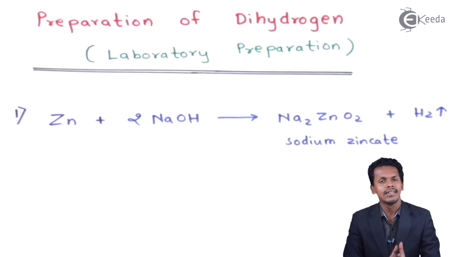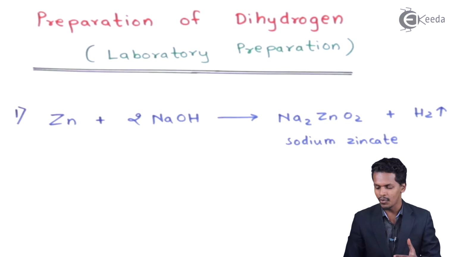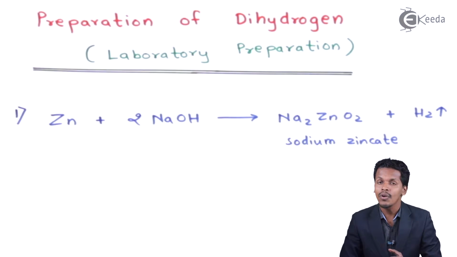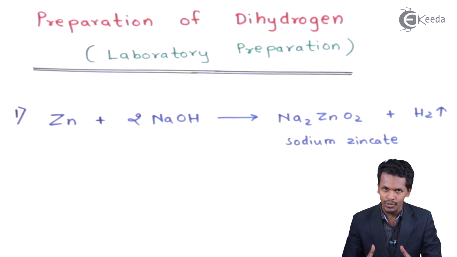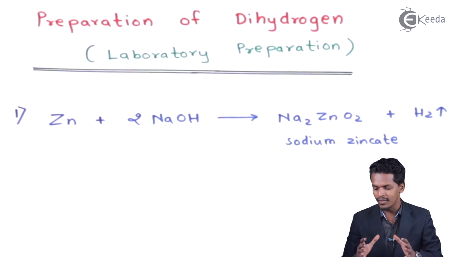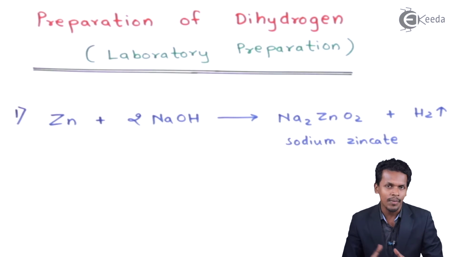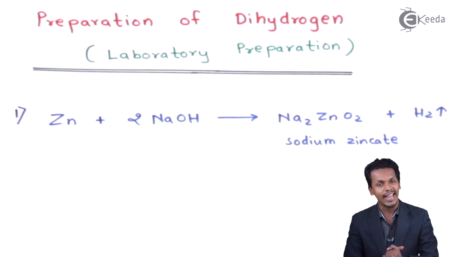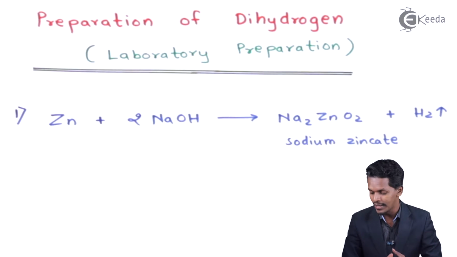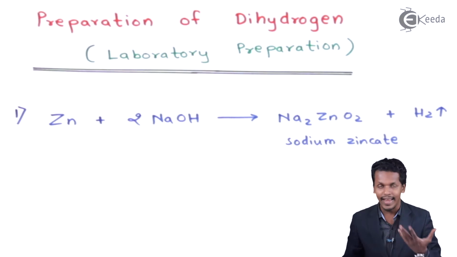Since we are discussing laboratory preparation, the H2 being produced does not need to be in a very large quantity, so we get a small amount of hydrogen during this kind of reaction. This was one reaction, where a metal is treated with a base like NaOH. Now let me talk about the next reaction.